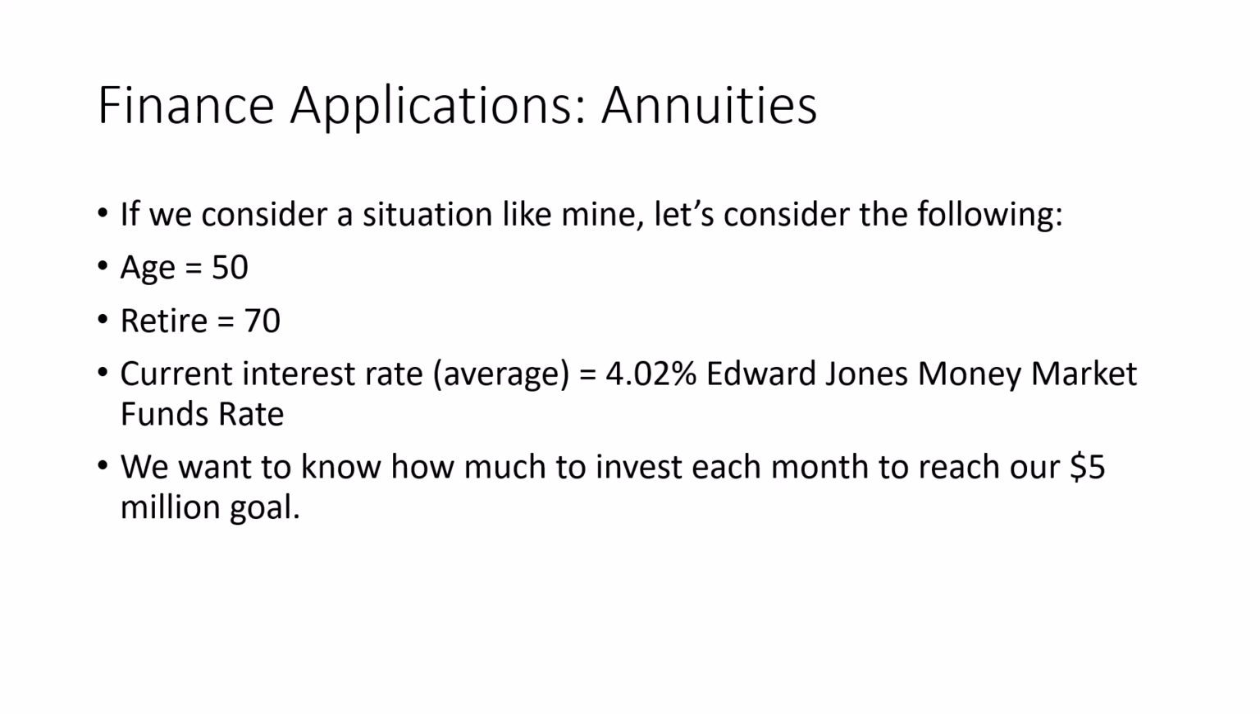So if we consider a situation like mine, let's consider an age of being 50. Let's say that the person is going to retire at 70. Let's say that the current interest rate on average is about 4.02%, and this comes from the Edward Jones money market funds rate. And so what we're trying to do is determine how much I would need to invest each month to reach a $5 million goal.